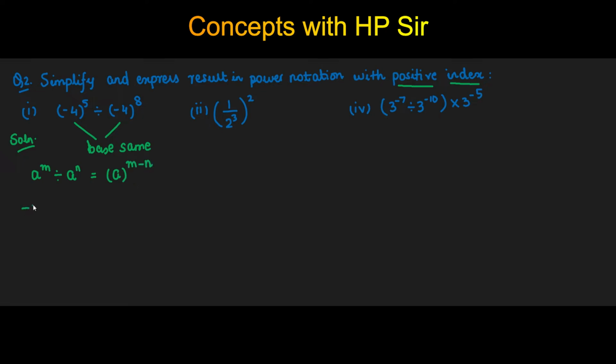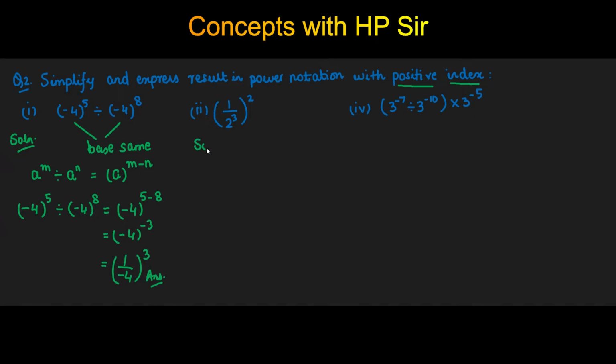Hence we can say that minus 4 to the power 5 divided by minus 4 to the power 8 is equal to minus 4 to the power 5 minus 8, which is equal to minus 4 to the power minus 3. But as you can see, now the power of the base is negative, and we have to express it in positive index. So we can reciprocate the base and it will become 1 upon minus 4 to the power 3. So this is our final answer.